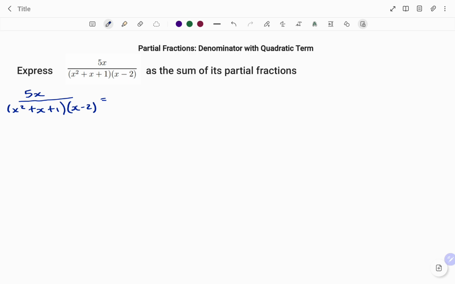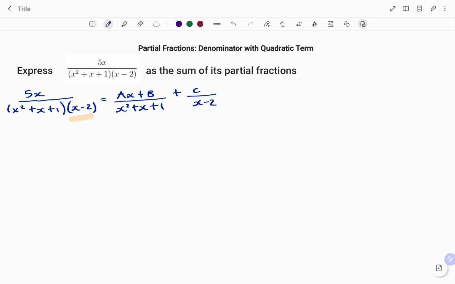So we have 5x over x squared plus x plus 1 in the bracket, and in the second bracket, multiplying x minus 2. If you express it in its partial fractions, we start with the quadratic term, which will be split into ax plus b divided by the quadratic term, x squared plus x plus 1, plus the second factor, so we have plus c over x minus 2.